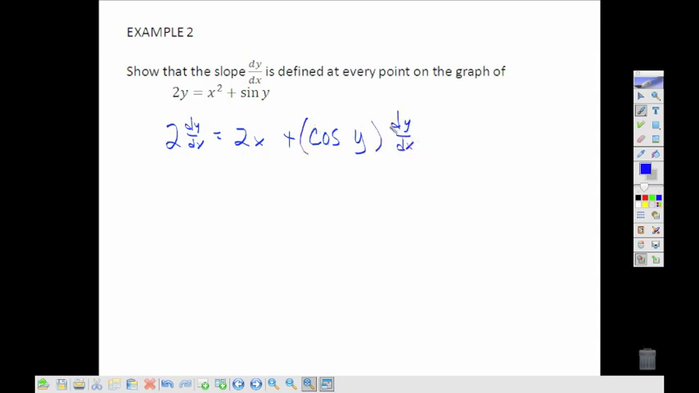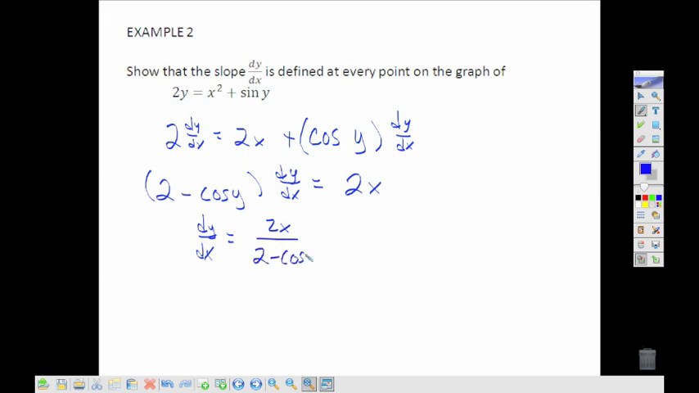Now this time we have dy/dx on both sides of the equation, so I'm going to need to move this cosine of y over to the other side. I'm going to go ahead and distribute the dy/dx out in that same step. Okay, so move the cosine over there, leaving us with 2x over here. And so our dy/dx will be equal to 2x over 2 minus cosine of y.